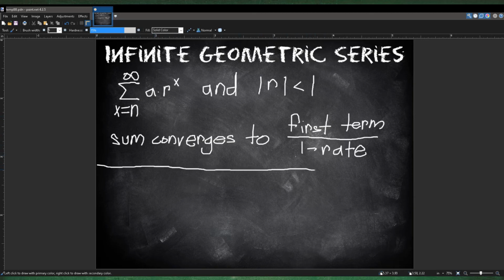So this might sound complicated, but it's easier when you see an example of it. So let's use a simple example. Let's say you want to find the sum of all the elements from x equals 1 to infinity of the sequence 1/2 to the power of x.